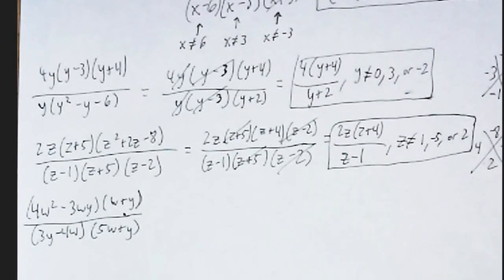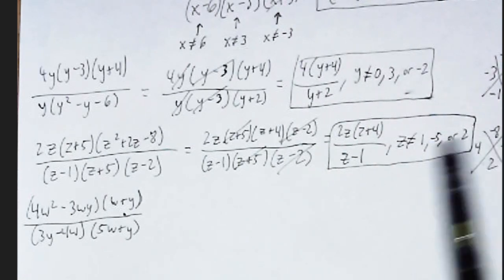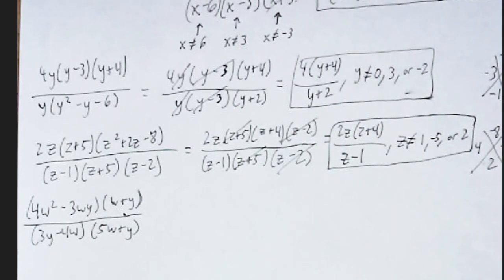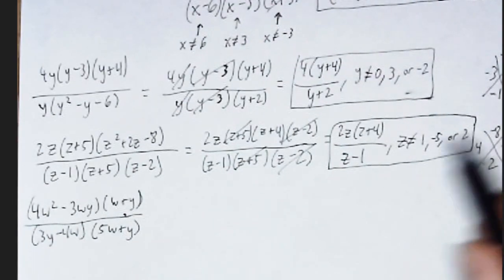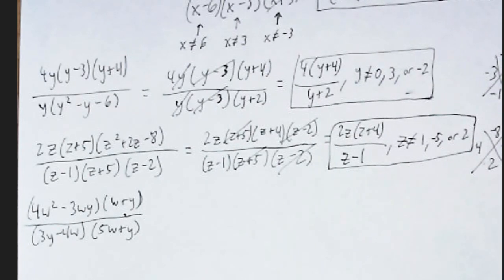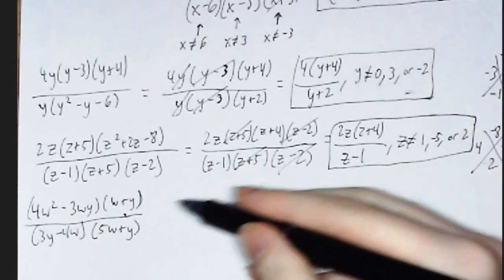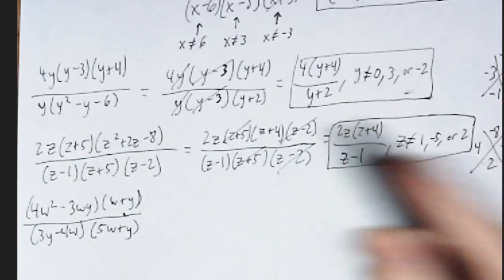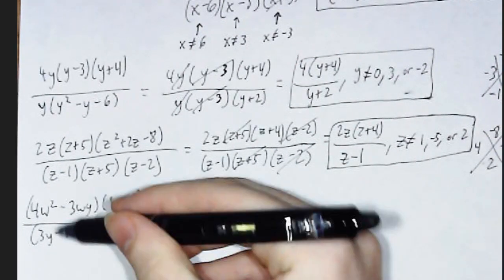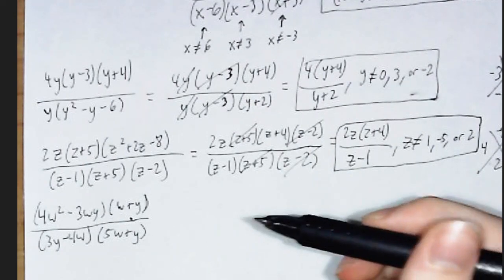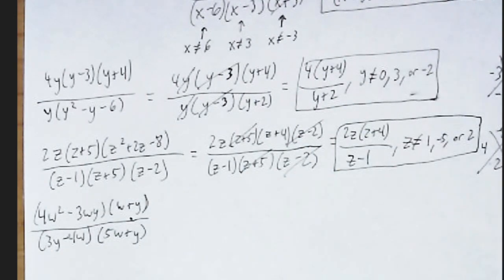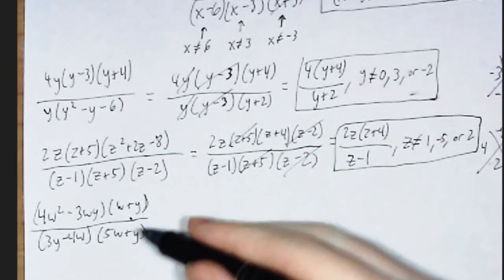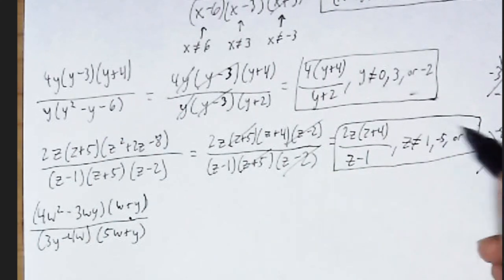All right, now for this last one, we have two different variables. Now because of this, we don't actually have to worry about doing the places where variables can be undefined, because we can't make any assumptions about one particular variable, so it's very hard to say, oh, w can't be this, y can't be this, unless it's just like a w out front. Then of course w can't be 0. But typically with two variables, we don't do this part.